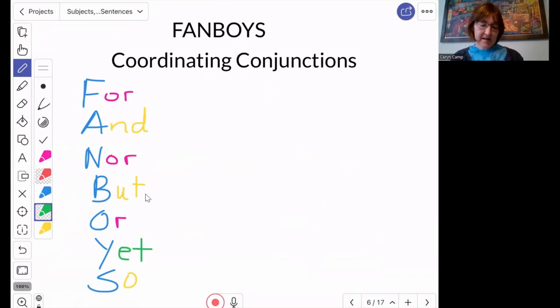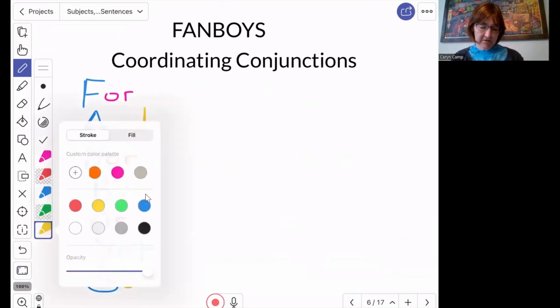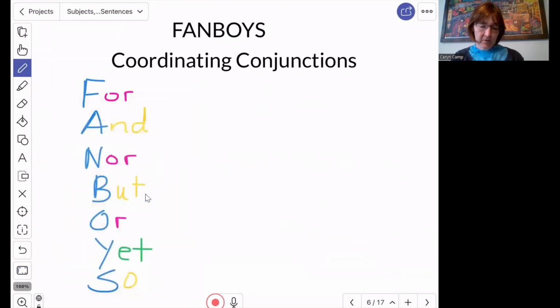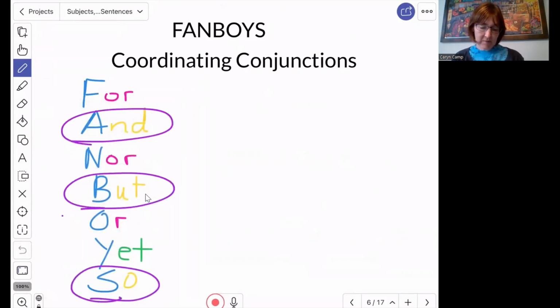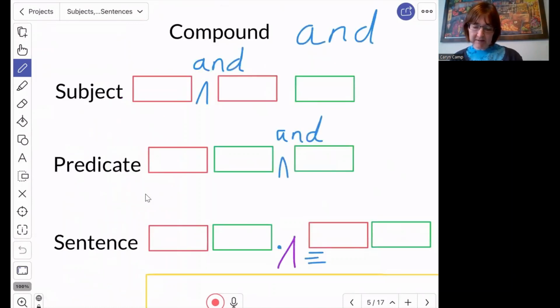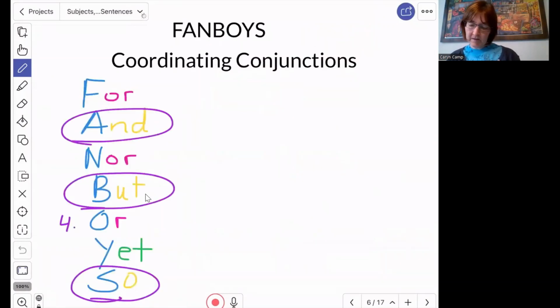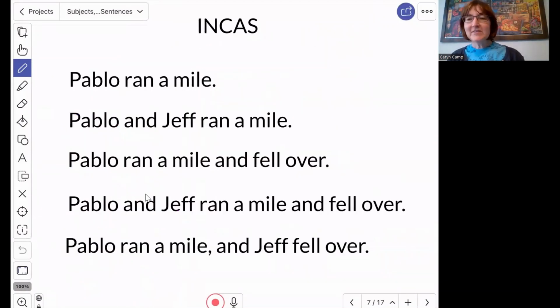Those are the fanboys. And the ones that we use the most often, what color should I use? How about purple? Would be and, but, and so. And or might be number 4. Okay, so those are the conjunctions or the glue that we use when we are going to combine and make something compound. And it could go in any of these places where we have and.